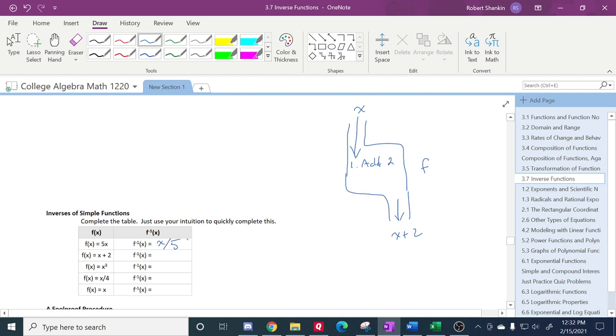And then the inverse of that would be a compressing machine. It makes it 2 units shorter than it was. So if you send a piece of Play-Doh into both machines, it winds up getting back to where it was. And cubing, the inverse is cube rooting. Dividing by 4, the inverse is multiplying by 4. And if it doesn't do anything, the inverse doesn't do anything.